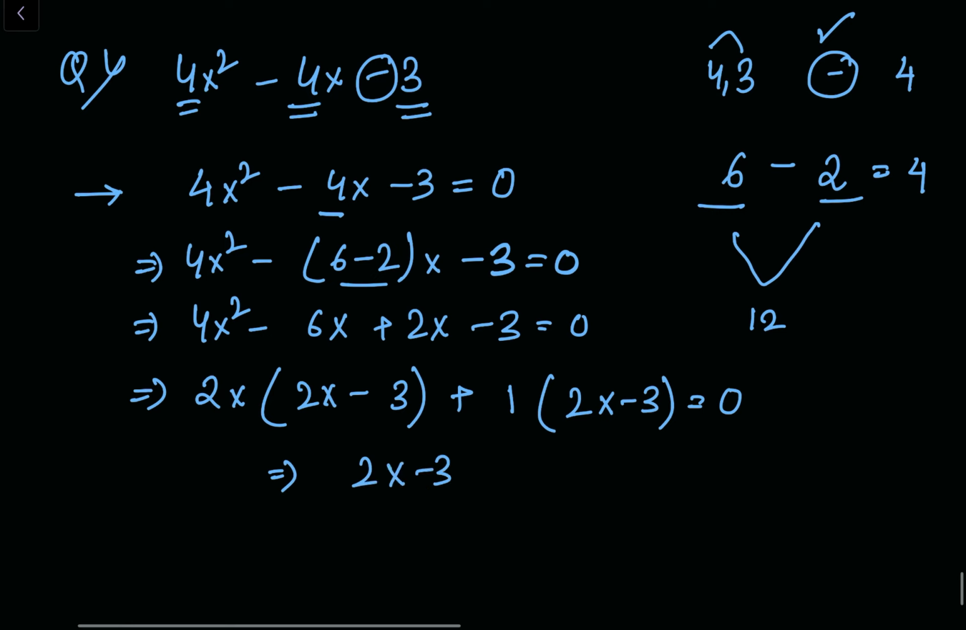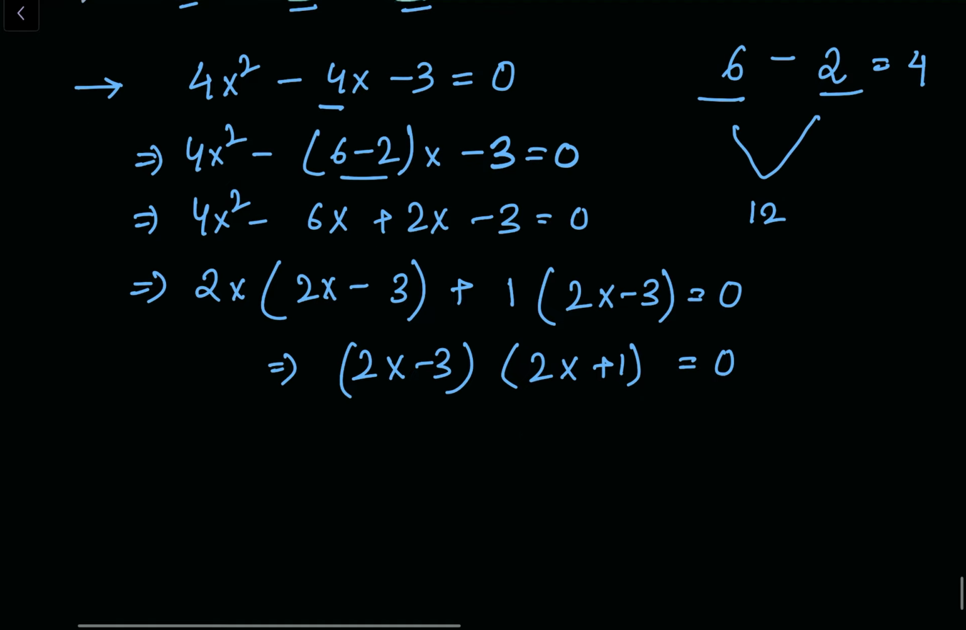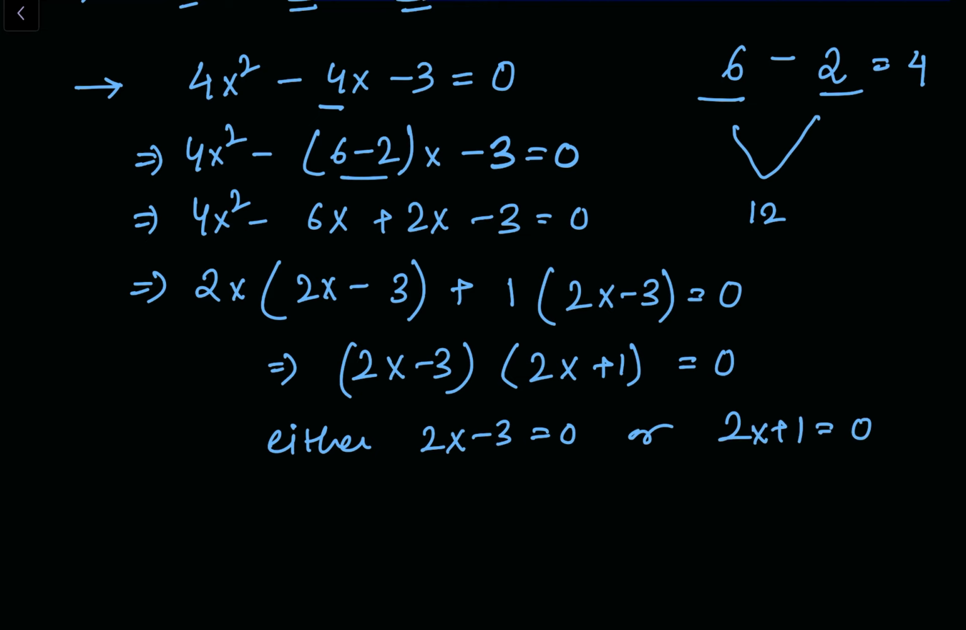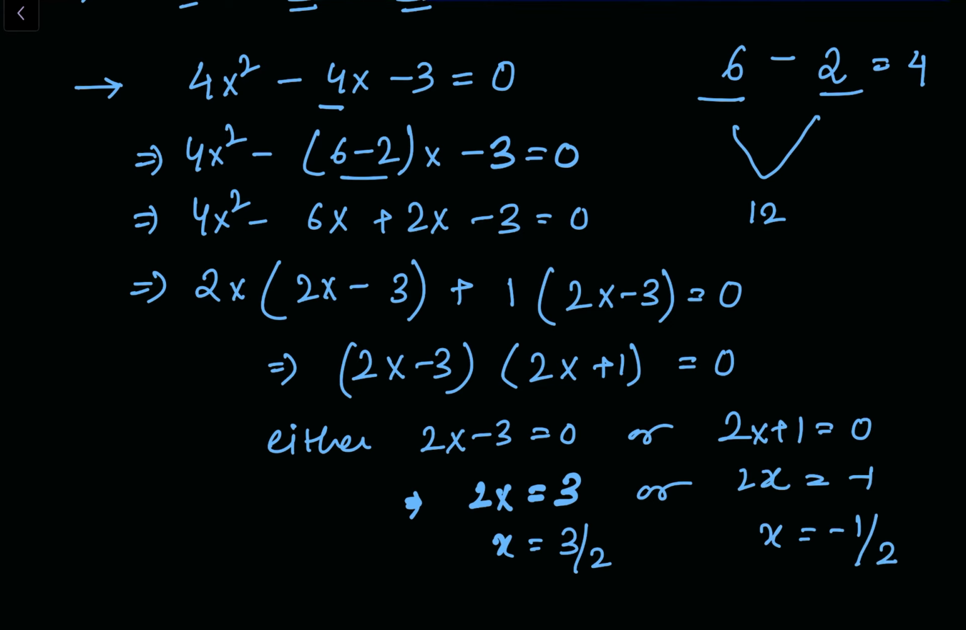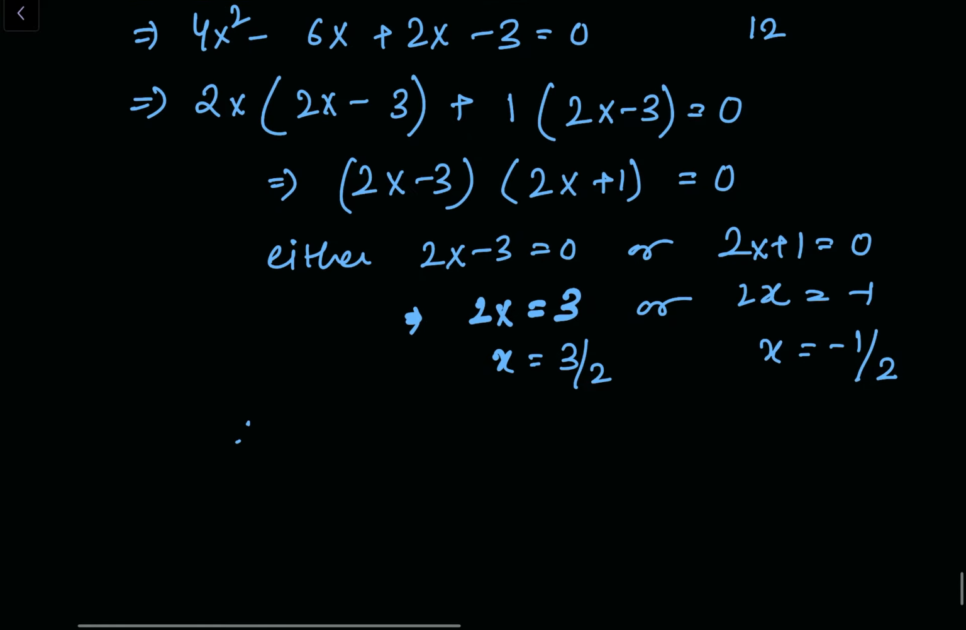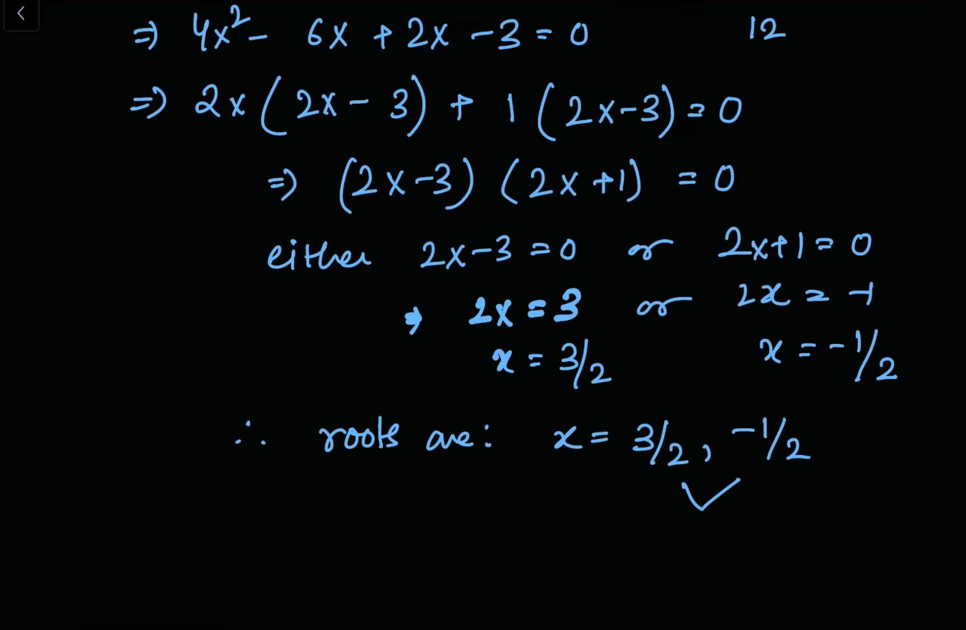So we take out the common term, and if this is 0, then either 2x minus 3 is 0 or 2x plus 1 is 0. Which implies 2x is equal to 3 and x is equal to 3 by 2, or 2x is equal to minus 1 and x is equal to minus 1 by 2. So therefore these are your zeros or roots. So the roots are x is equal to 3 by 2 and x is equal to minus half. Now for a degree 2 equation there will always be two roots.